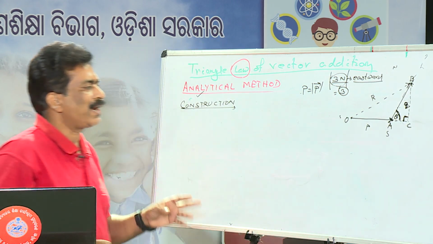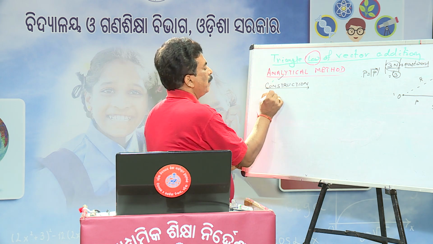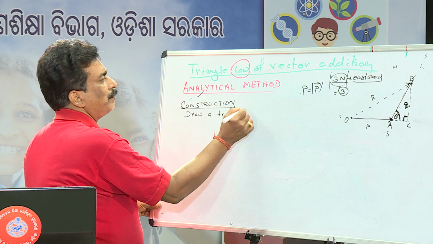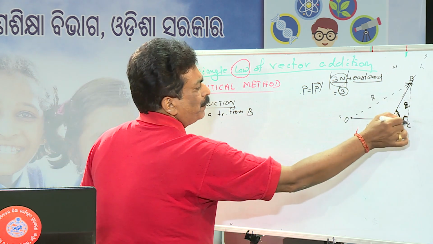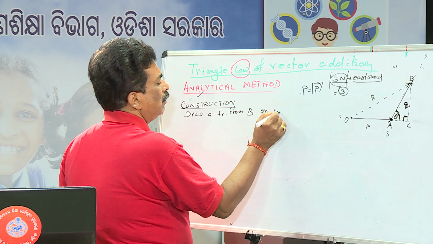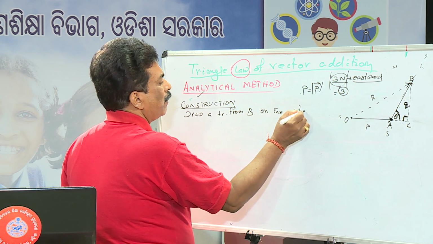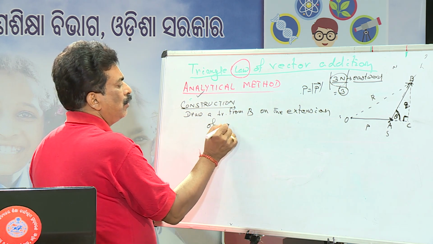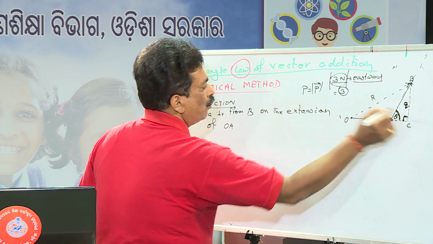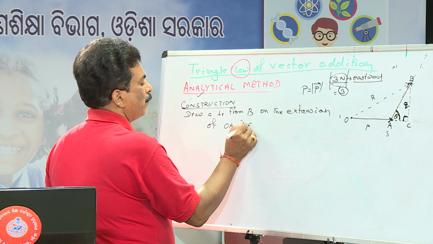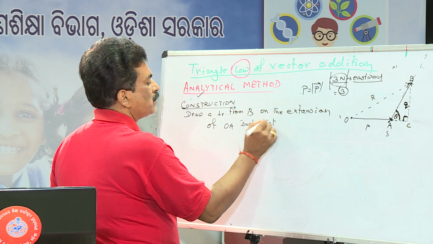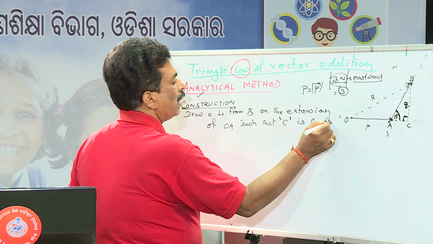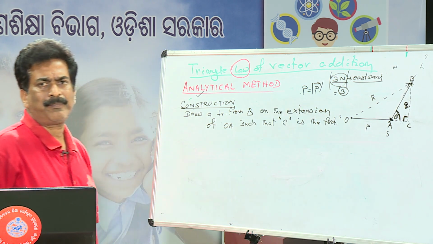Okay. So, what construction have we drawn? Draw a perpendicular from B on the extension of OA, such that after B is the C.